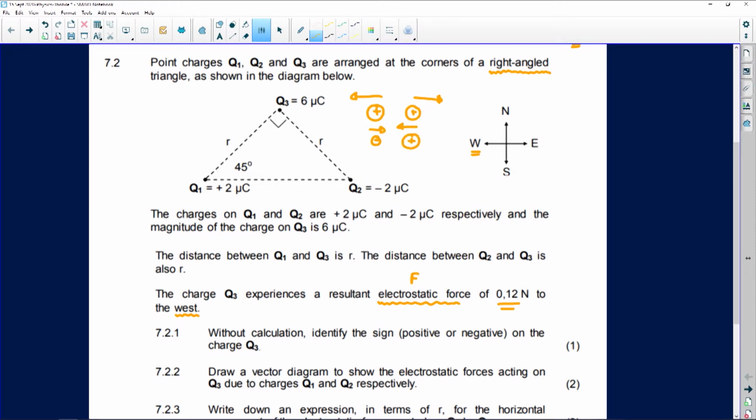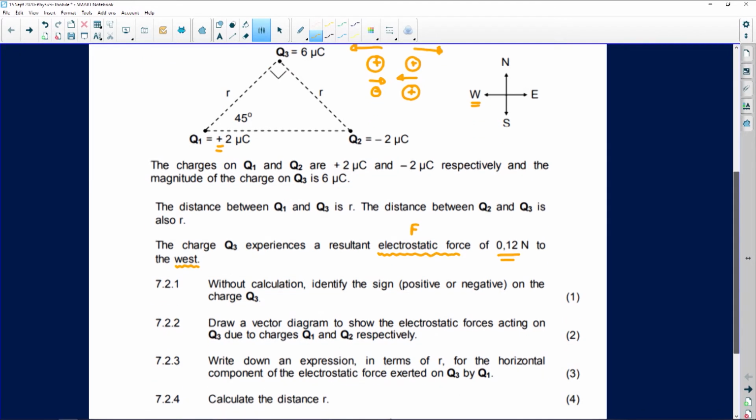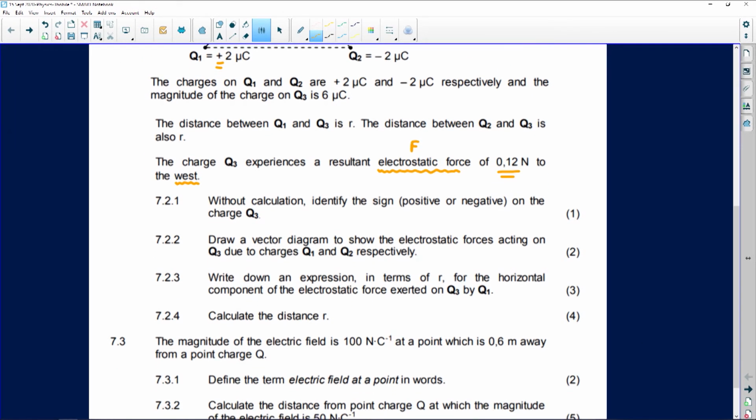So if it's moving towards the negative, it means they are attracting each other. So let's see, 7.2.2 says draw a vector diagram. Now remember, when we talk about vectors in physics, it must show the direction in which the force is moving, right? Just by looking at the diagram, we should be able to see which force is what and in what direction it's moving.